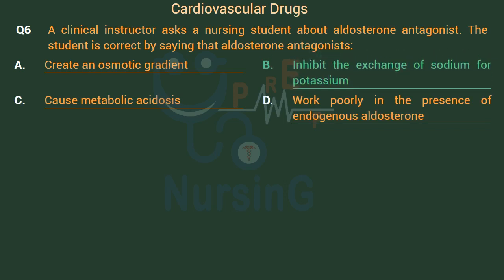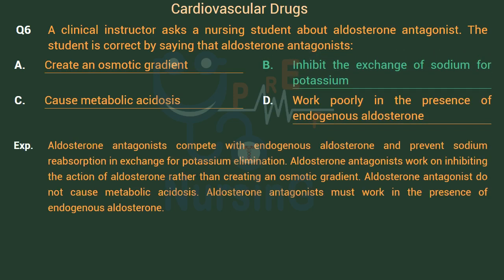Inhibit the exchange of sodium for potassium. Aldosterone antagonists compete with endogenous aldosterone and prevent sodium reabsorption in exchange for potassium elimination. They work by inhibiting the action of aldosterone rather than creating an osmotic gradient. They do not cause metabolic acidosis. They must work in the presence of endogenous aldosterone.